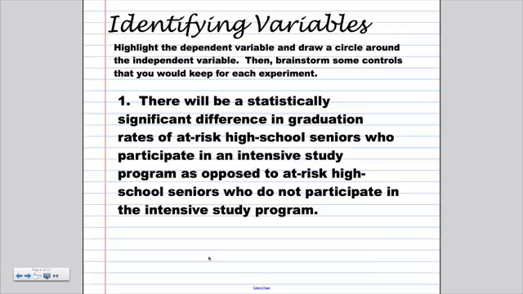Okay, now we're going to look at two scenarios and highlight the dependent variable and draw a circle around the independent variable. And then brainstorm with a partner some controls that you would keep for each experiment.